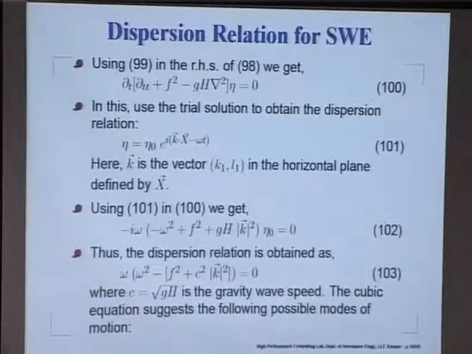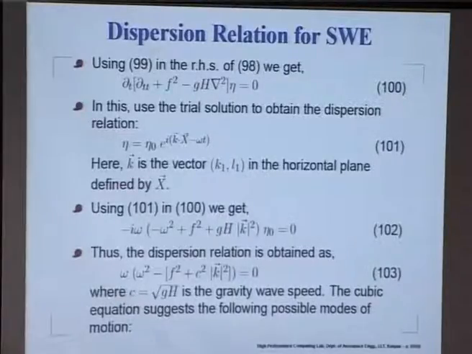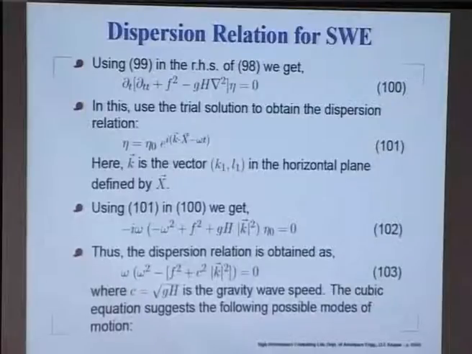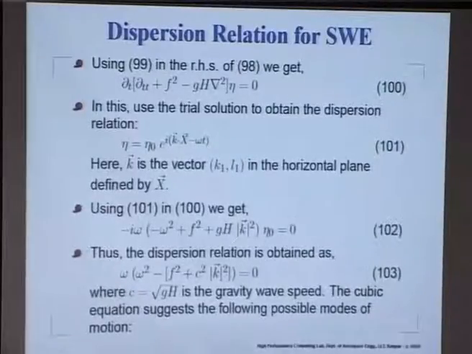We plug in a trial solution. Since we are looking for a wave-like feature, we will write it as k vector taking a dot product with the x vector. X is the horizontal plane, right, in the x-y plane that we are talking about. So, k itself will have components k1 and l1 in the horizontal plane.